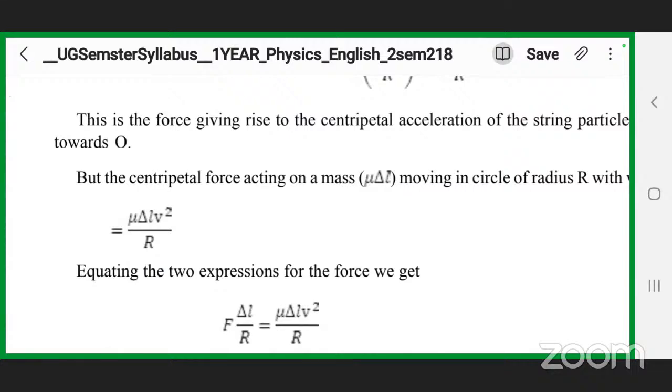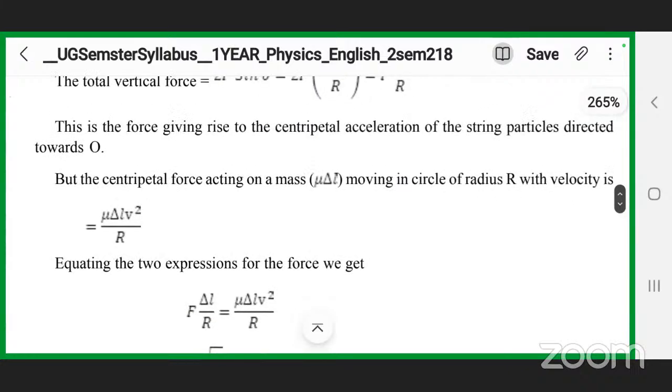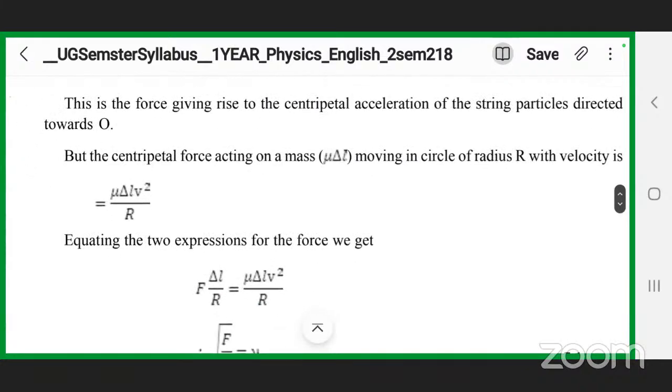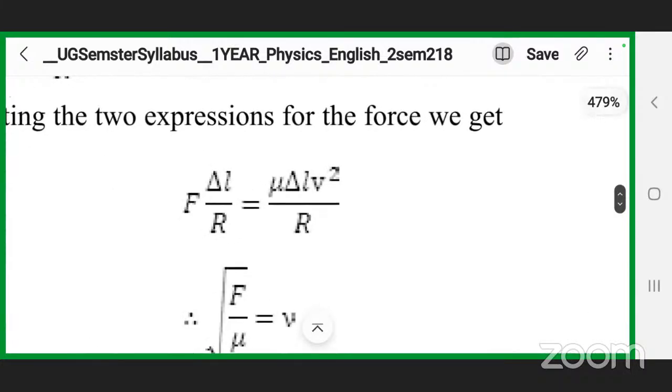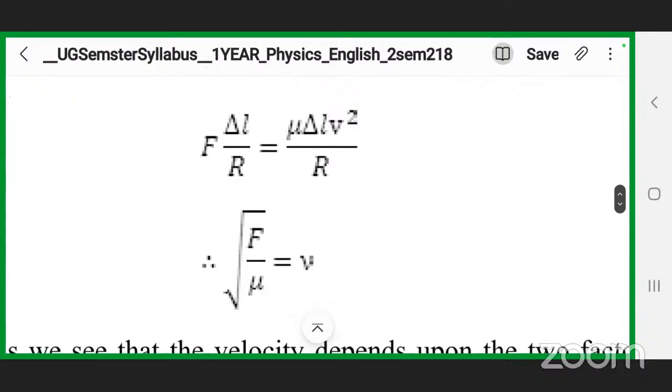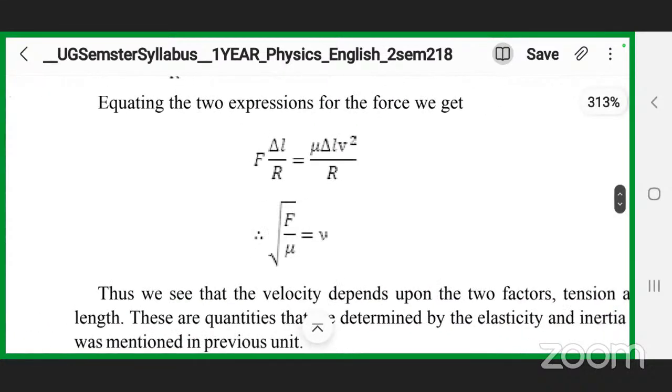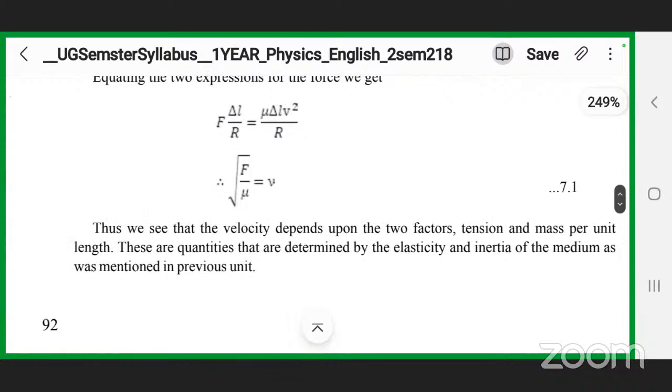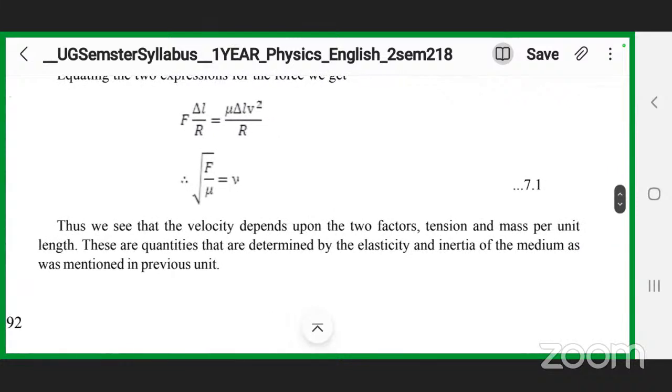So by equating the above equation and this equation, F into delta L by R equals mu delta L v square by R. R gets cancelled, delta L gets cancelled, then remaining is F by mu equals v square, so v equals square root of F by mu. So the velocity v depends upon two factors: capital F is the tension and mu is the mass per unit length.